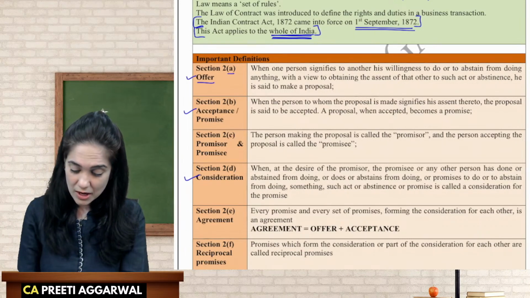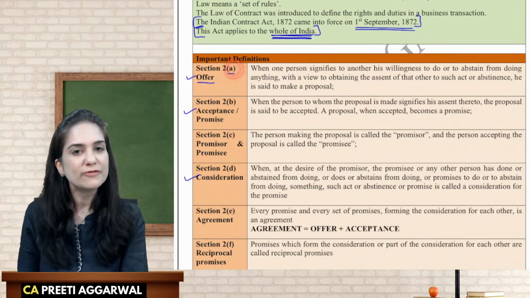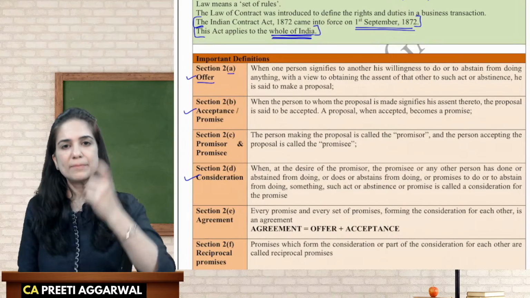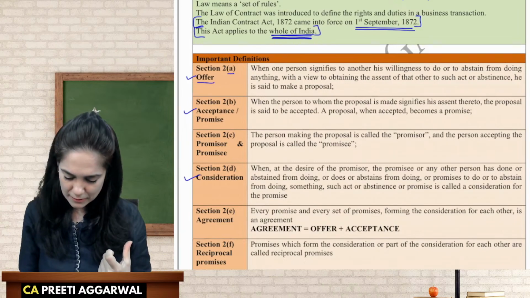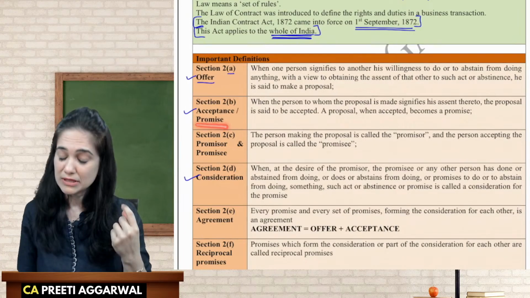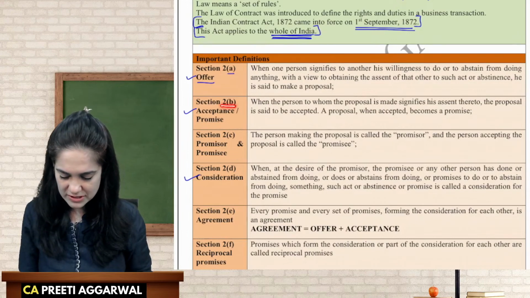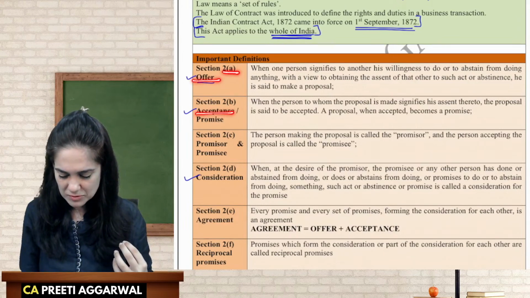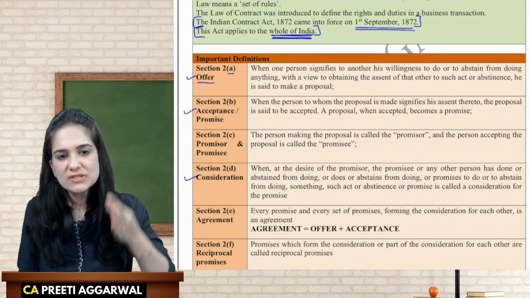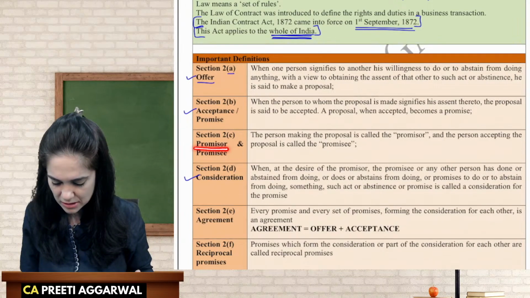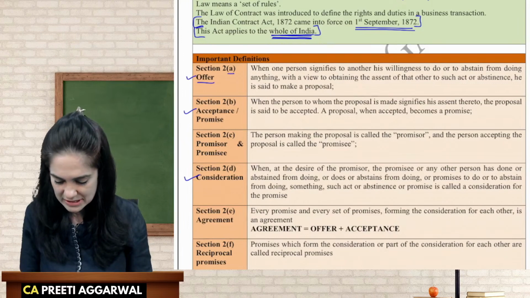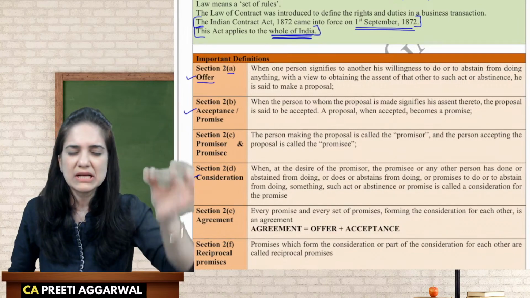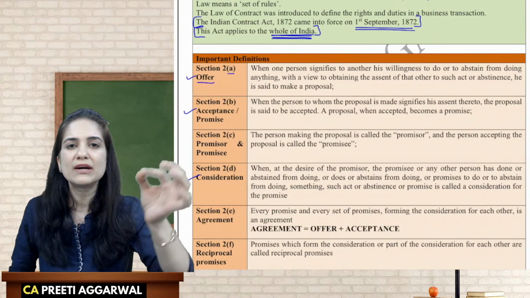Now, offer is the starting point of contract, and this offer must be properly accepted. A proposal, when accepted, becomes a promise. Section 2 clause A defines offer. Section 2 clause B defines acceptance. The person who gives the offer is known as promisor, and the person to whom the offer is given is known as promisee. So logically, after offer and acceptance, the next definition is promisor and promisee.